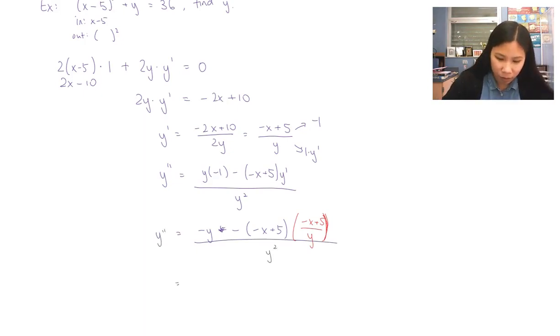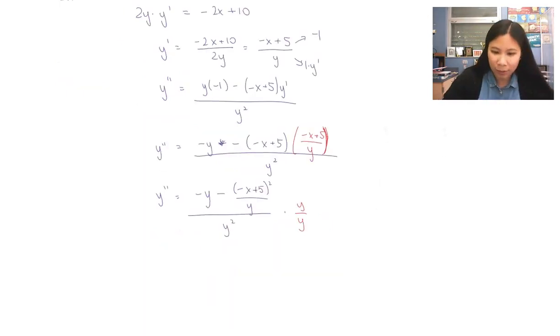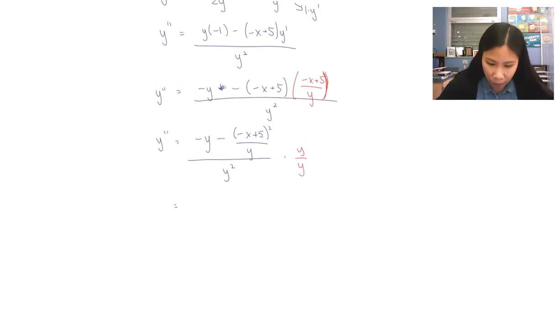Okay, so continuing onwards, we have negative y minus, I'll write it as (negative x plus 5) squared over y, all over y squared. And again, complex fraction, so we're going to multiply the top and the bottom by y, so that we can get rid of our complex fractions. Okay, so multiplying by y, I end up with negative y squared minus (negative x plus 5) squared, all over y squared.